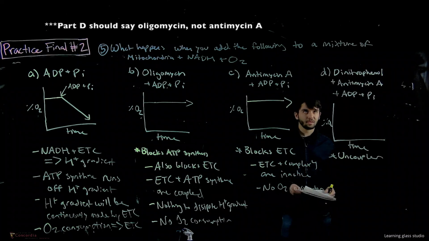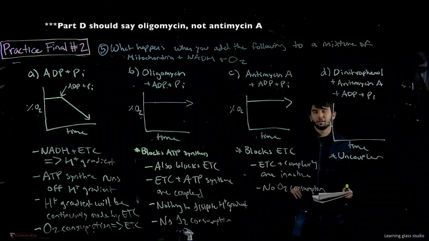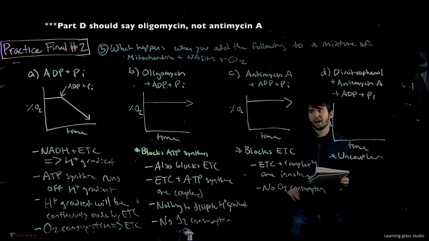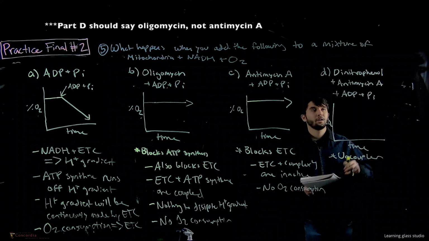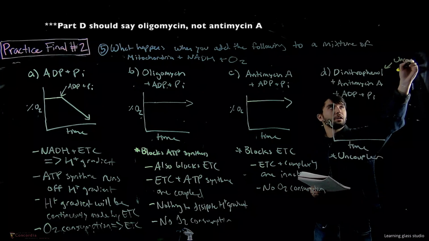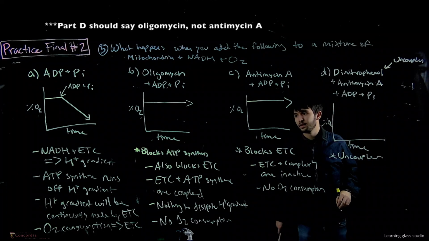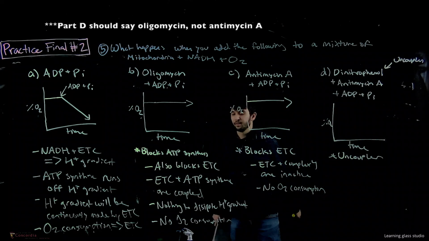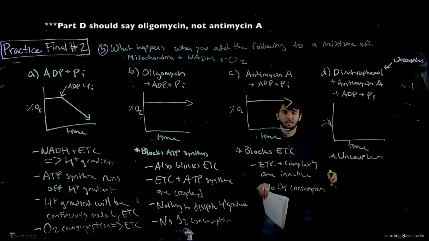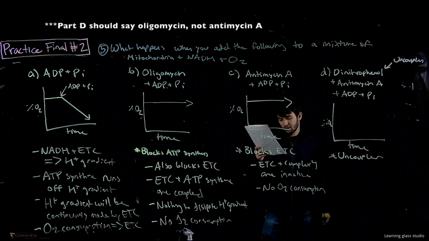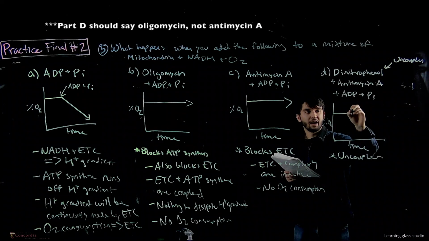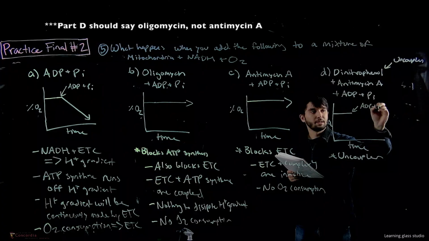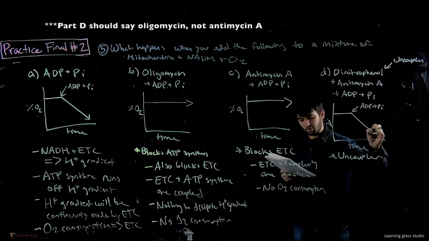Okay, so now the last part is we have dinitrophenol, antimycin A, ADP, phosphate. So dinitrophenol here is an uncoupler. What I said here is that the ETC and ATP synthase are tightly coupled. When one is inactive, the other is also inactive. So what we see here is when we add the ADP plus Pi, we see the decrease.